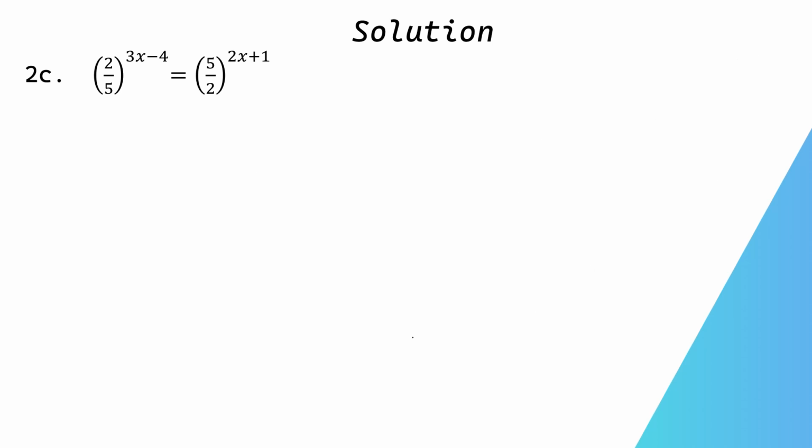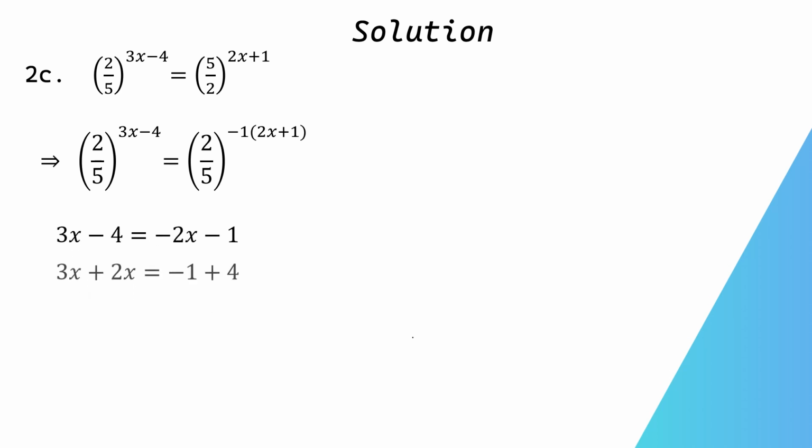So we have (2/5) to the exponent 3x − 4 equals, for 5/2 here, (2/5) to the exponent −1 multiplied by (2x + 1). Very simple. So here we have an equal base. You can equate it and get the answer. I don't need to talk much. And this is our final answer: x equals 3/5. Simple. I'm sure this is the easiest question so far. Thank you very much. Now, let's move to the next question. Let's have a look.